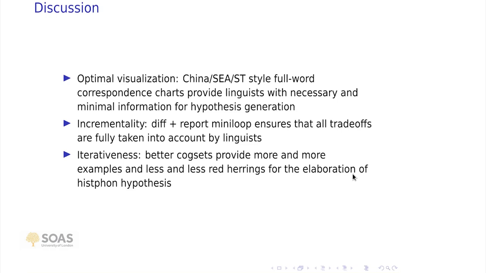So what do cognate sets do in this part? Well, when you have better cognate sets, you get more examples. For example, I think the reason that we didn't catch this is that there were too few cognate sets in the first version of the dataset. So when you have one example, you're not really sure if something needs to be done about it.